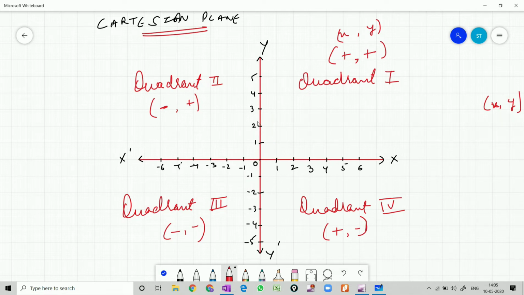0 to 1, 1 to 2, there should be a gap of 1 centimeter each if you are making it on the page of the register only. So equal gaps you have to take.